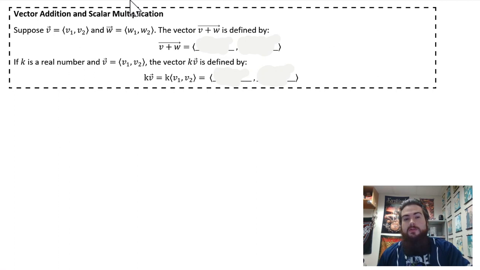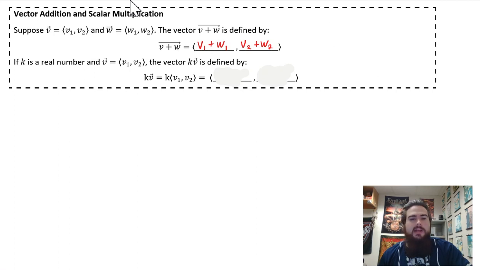Here we will talk about two specific operations that you can do with vectors: vector addition and scalar multiplication. Suppose v is a vector with components v1 and v2, and w is a vector with components w1 and w2. The vector v plus w is defined by the two initial components v1 and w1 added, and also v2 and w2 added together. This essentially means that if you do want to add two vectors together, all you need to do is add the corresponding components. Add the first components together and add the second components together.